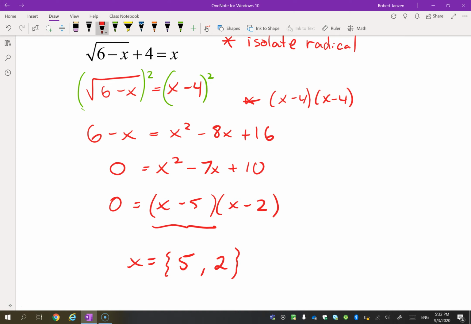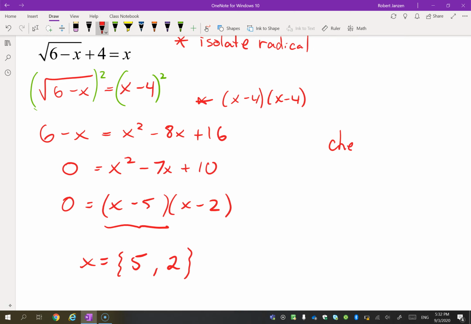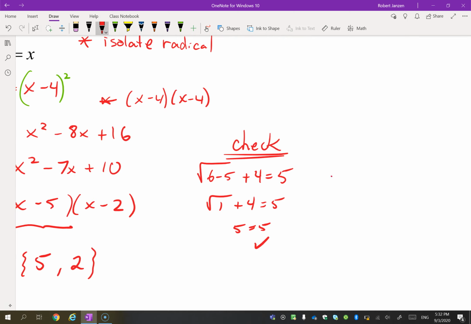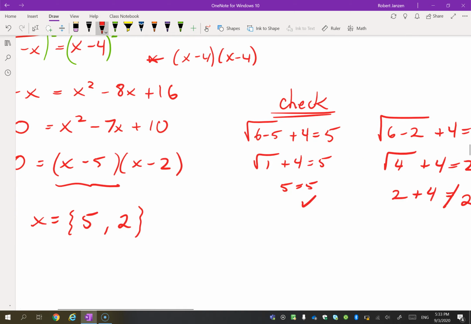Okay, now this one is a little bit different because we need to check. Remember, when we have a radical in the equation, we need to check to make sure there are no extraneous roots. So let's go 6 minus 5 plus 4 equals 5. So this is the root of 1 plus 4 equals 5. 5 equals 5. So 5 is good. Let's check 2. The root of 6 minus 2 plus 4, does that equal 2? Does the root of 4 plus 4 equal 2? 2 plus 4 does not equal 2, which means we need to reject that second answer.